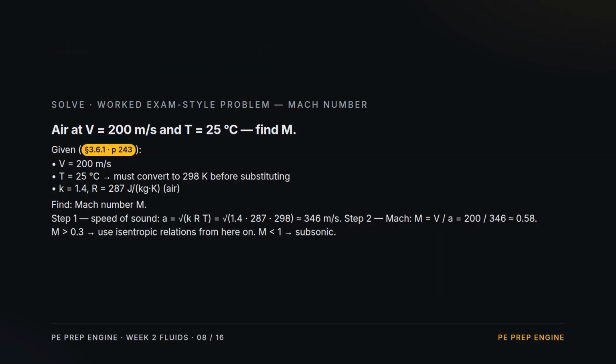Worked example, air at 200 through a duct at 25 Celsius. Convert temperature to Kelvin first, that's the trap. Speed of sound is the square root of kRT. Mach is V over a, about 0.58. Subsonic, but above the 0.3 cutoff. So isentropic relations apply.